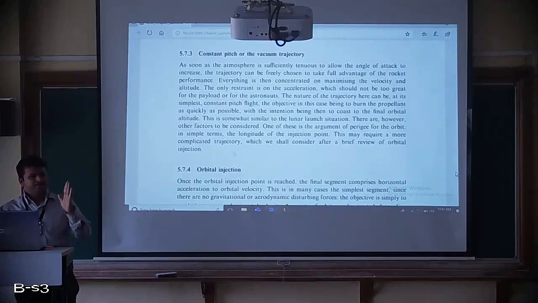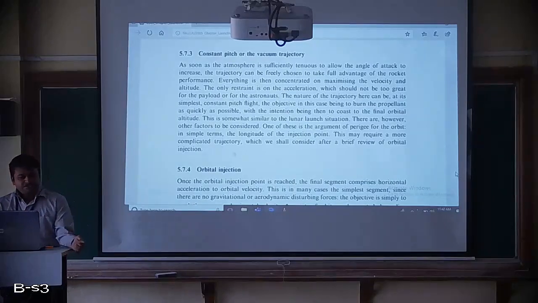Initially the angle of attack was 0, and in the transition region it is almost equal to 0, but it has bent slightly. And in the third point, here we need to fix a certain amount of pitch and maintain that. So as soon as the atmosphere is sufficiently tenuous to allow the angle of attack to increase, the trajectory can be freely chosen to take full advantage of the rocket performance.